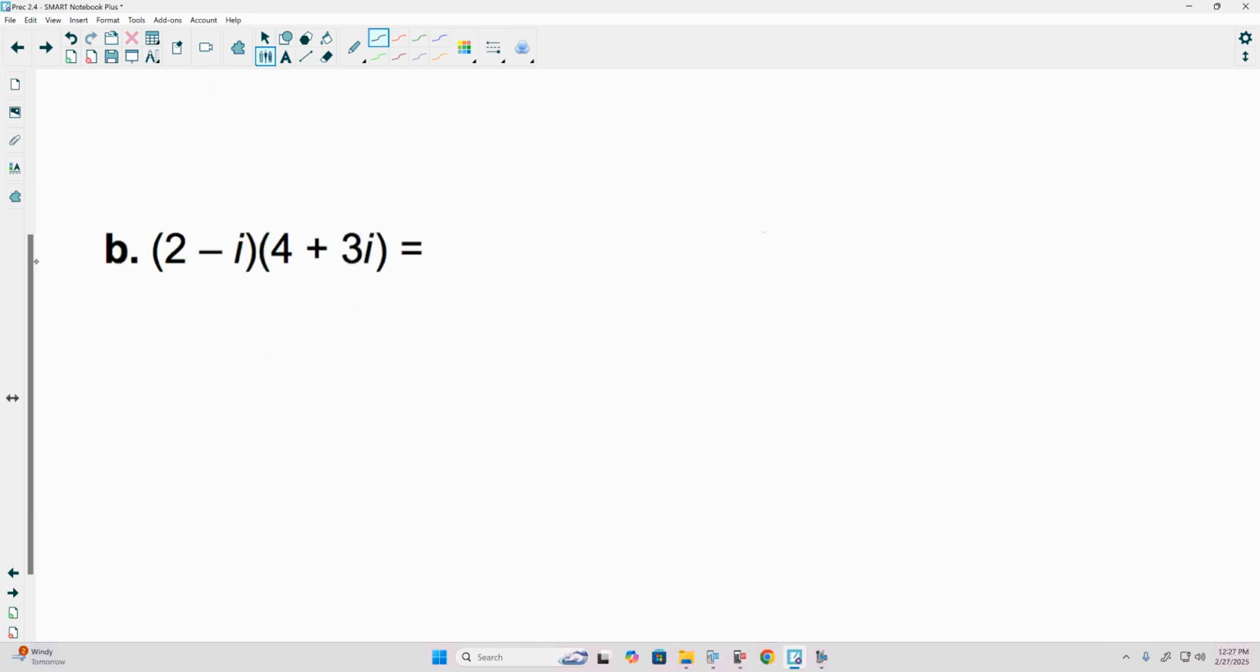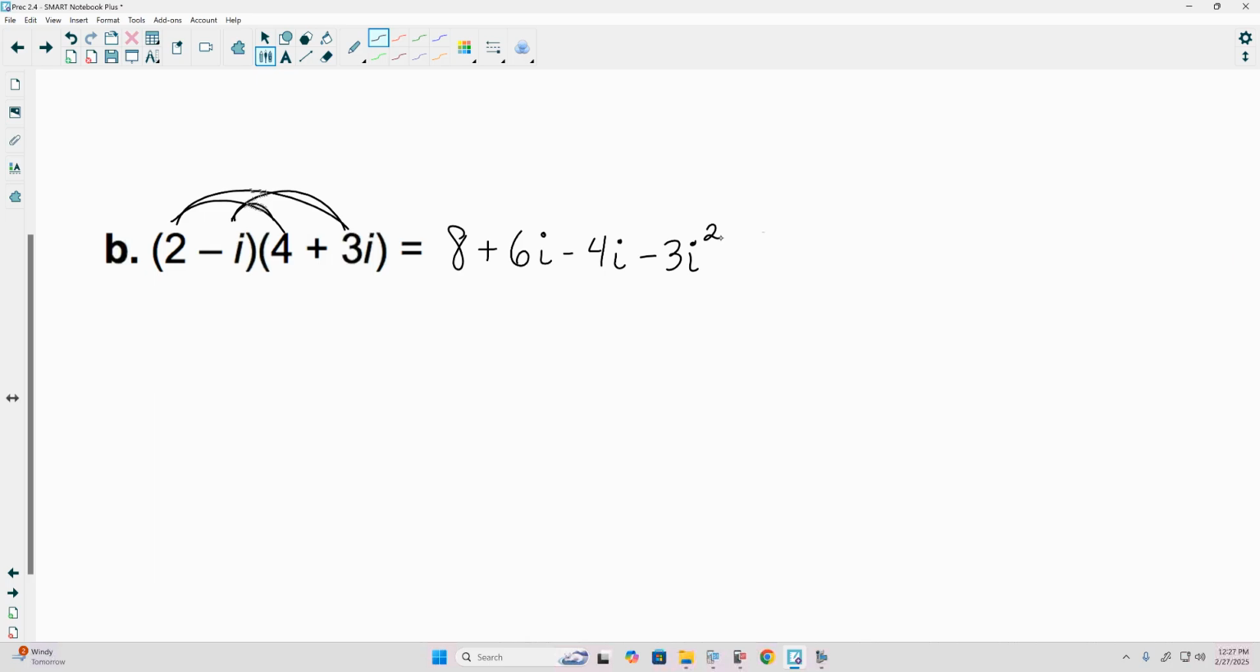On our second one, we can do the distributive property again. But this time we're going to have to do it twice. 2 times 4 is going to give us 8. 2 times 3i is going to give us plus 6i. Negative i times 4 is going to be negative 4i. And lastly, negative i times 3i is going to be negative 3i squared.